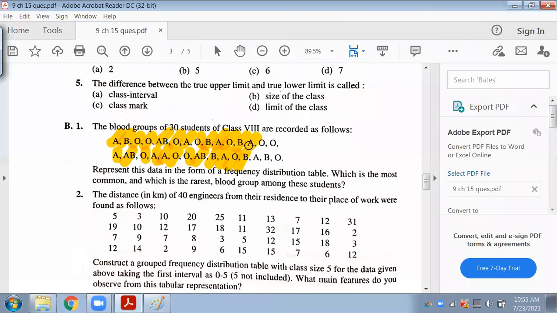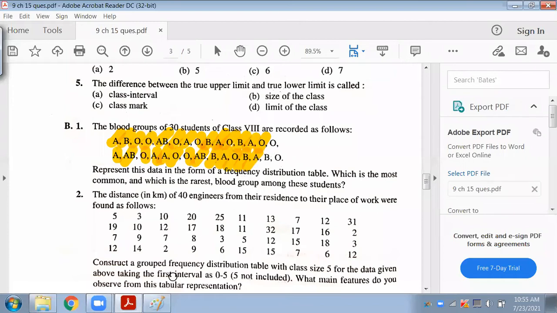Then next one, A. So put it near A. Then next one is again A, so put it near A. Next one is O. Put it near O. Again, the fifth one, we'll cross it.